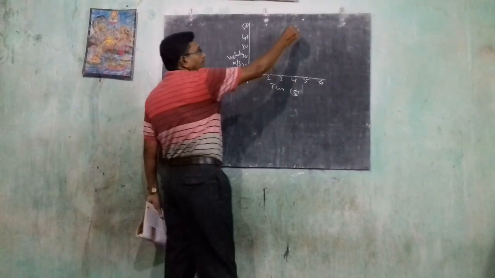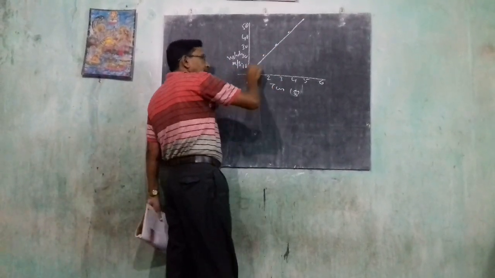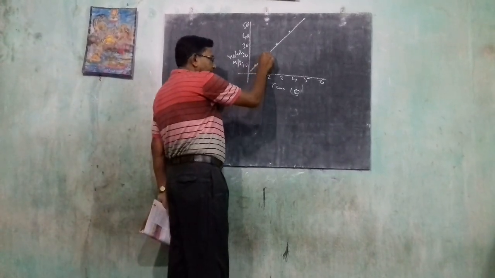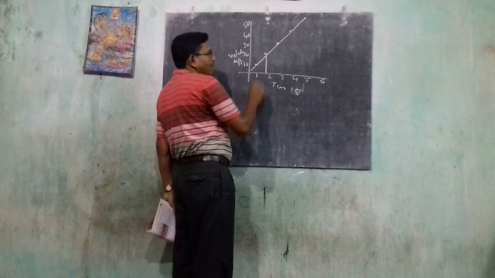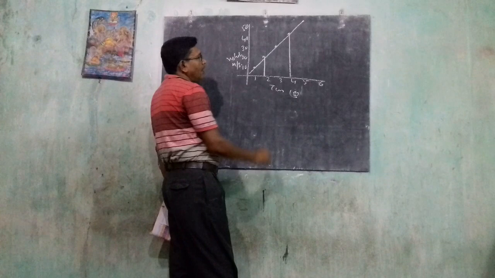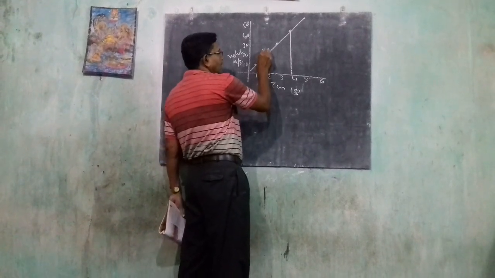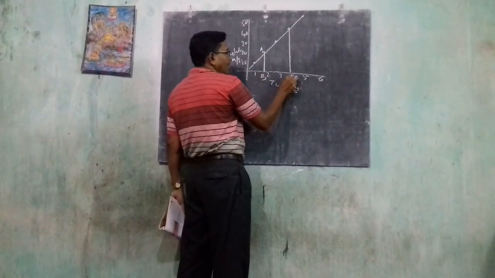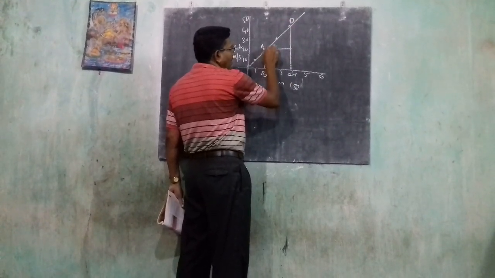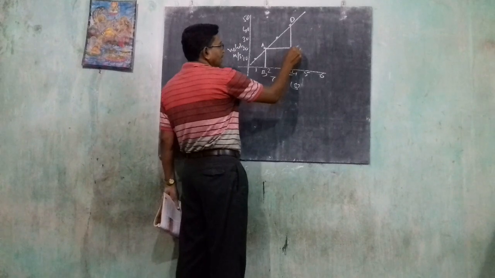So if we join these points, it takes a slant line. Now we draw a perpendicular vertical line here, and here also another vertical line. Suppose AB is the vertical line, CD is the other vertical line. Now draw a parallel line to our time axis, which is E.